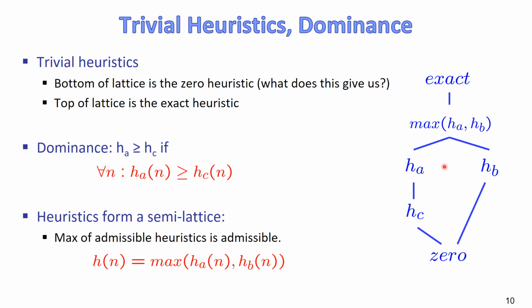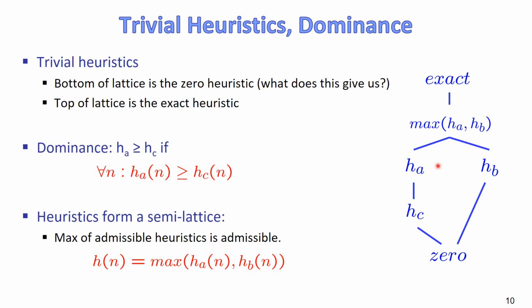But we can combine them by taking the maximum of them at each state. If I get the maximum of them, it will always be greater than or equal to any of them, which means that the maximum heuristic now will dominate both. That's why it is higher than both heuristics, but these two are not dominating each other, so they are at the same level.